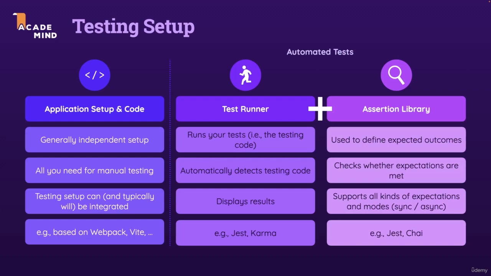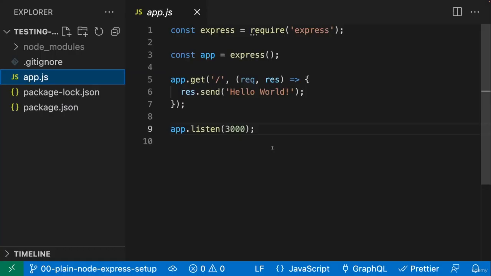So let's now explore the testing setup we'll use in this course and talk about various alternatives that we have. As mentioned before, it all starts with our application setup, with the project itself. And when it comes to that setup, it really does not matter which kind of application it is. It could be a simple Node Express or any other Node.js framework project.